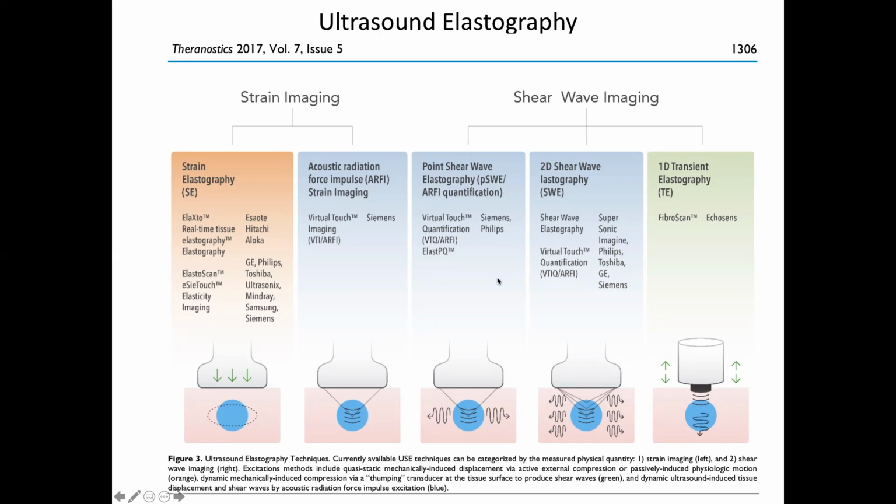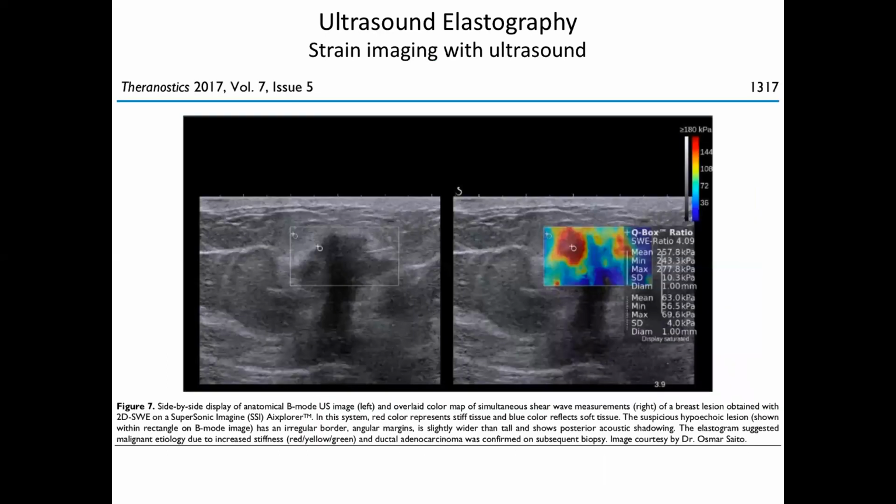And every manufacturer has their own spin on this, and this is one way to do it. Here's some examples. Here's another hyperechoic breast lesion, and this shows the stiffer material in red. It's a new technique because when you go through the clinical examples, sometimes the color bar is inverted, so nobody's come up with a standard yet. So you can measure these pressures here.